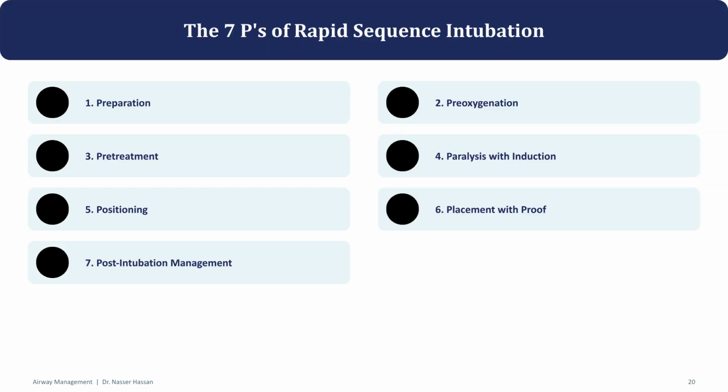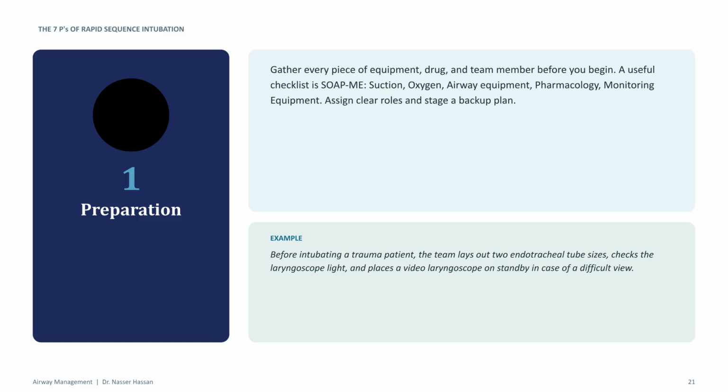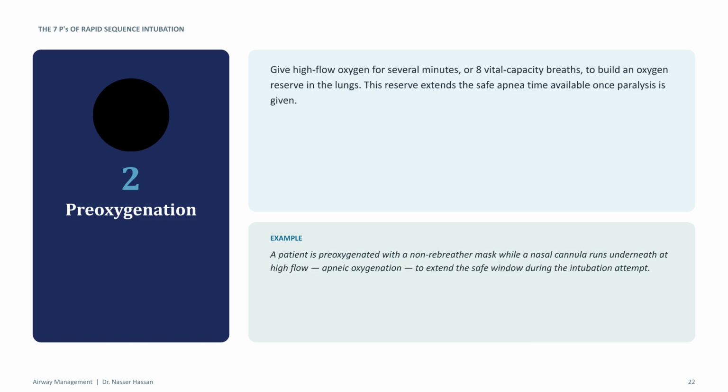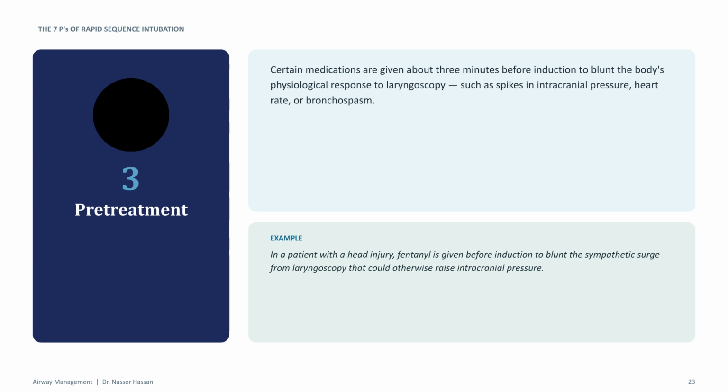To get started, we rely on a structured approach known as the 7 Ps of rapid sequence intubation. The 7 Ps consist of preparation, pre-oxygenation, pre-treatment, paralysis with induction, positioning, placement with proof, and finally, post-intubation management. Let's begin with the first P, preparation. You must gather all necessary equipment, drugs, and confirm your team roles using a checklist like SOAP Me before you start.